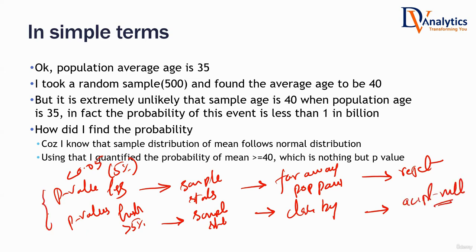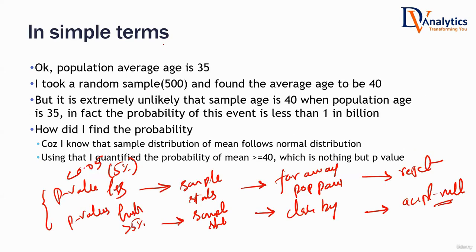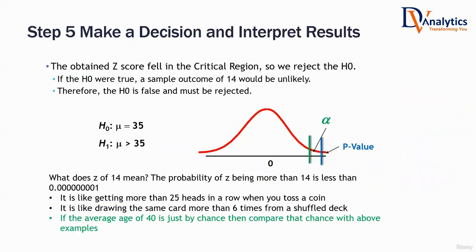Finally, we really need to see the p-value, and based on that, acceptance or rejection of the null hypothesis happens. So what is p-value? If the observed statistic happens to be just by chance, p-value tells us the probability of that. Let's say the SBI guy is telling you that 35 is the average age. Then we took a sample and the p-value is very, very less. Let's say the sample average is around 45.